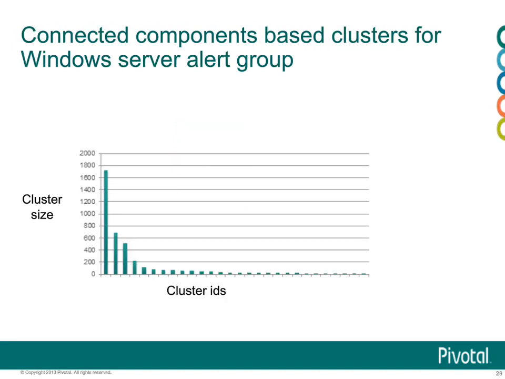So on this slide, I'm showing the cluster IDs on the x-axis and the size of the clusters on the y-axis. You can notice that it has a long tail distribution in terms of number of clusters, and there are a few big to medium clusters. The first cluster is about 1700 alerts in size, and we basically need to break this down further using the graph partitioning algorithm that I will go over in the next slide.